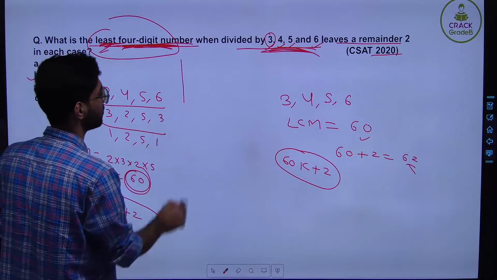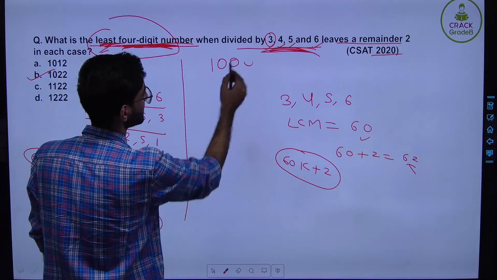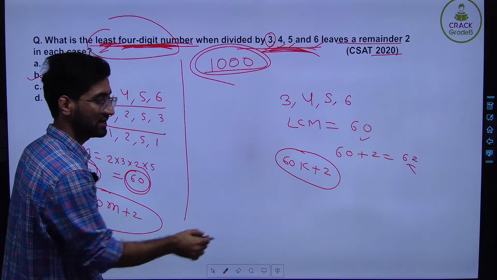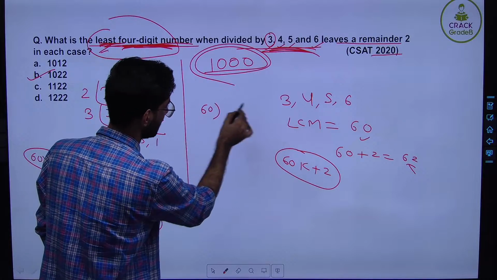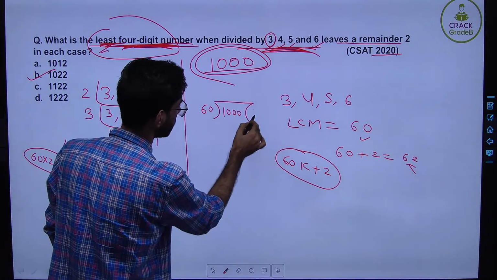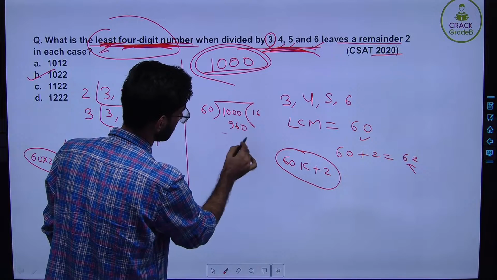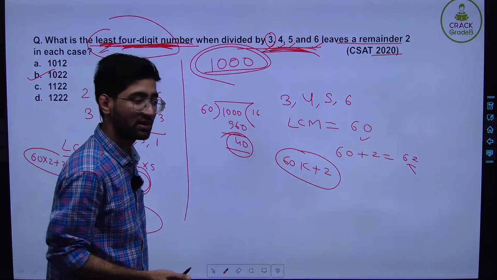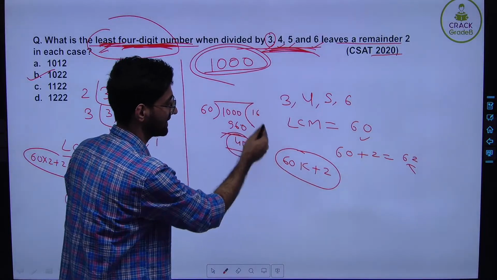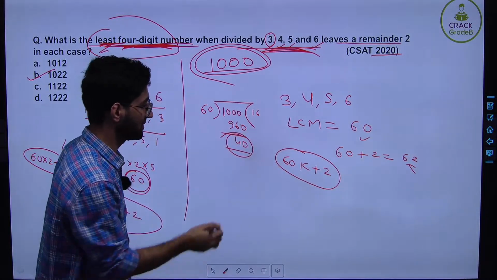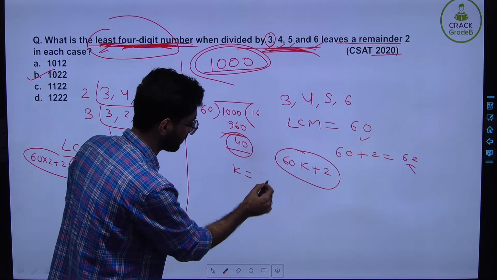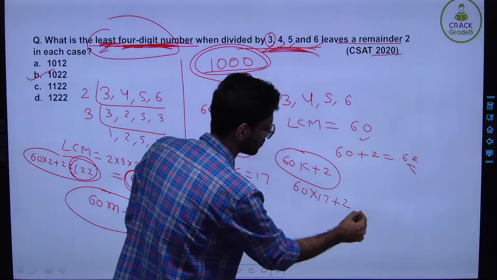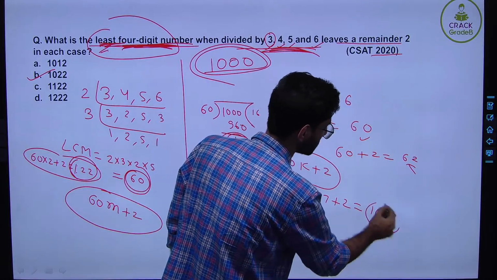Now you have to deal with a 4-digit number, and you have to find the least 4-digit number. The least 4-digit number is 1000. So let us divide 1000 by 60. You will get 40 as the remainder. It means if you put the value of k as 16, you will be closer to 1000. Let us try to put k equal to 17, that means 60 into 17 plus 2. If you solve it, you will find the value is 1022.